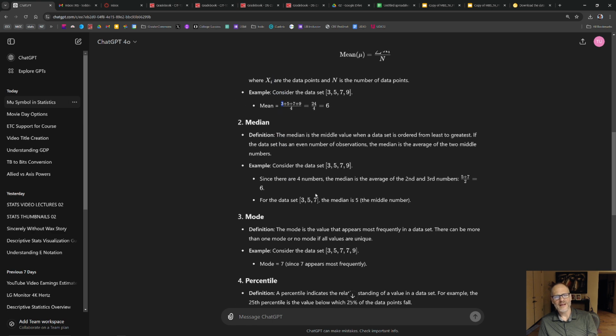The median is the middle value when a data set is ordered from least to greatest. When we have an even number, like 3, 5, 7, and 9, the median is the two middle values added together and divided by 2. Here you can see that being done: 5 plus 7 divided by 2 is 6. When you have an odd number of values, the median is just the middle value by itself, and that's going to be 5.